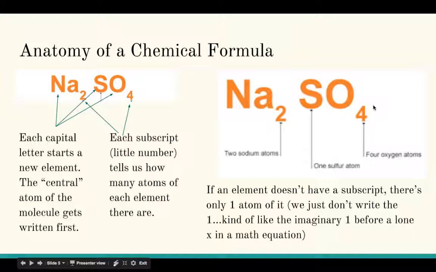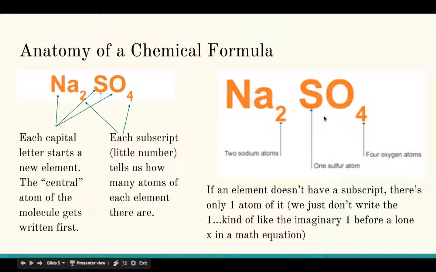A little bit of anatomy. If you notice, each capital letter tells us when we start a new element. So we have 2 capital letters here together. That's not one element, SO, that is element S and element O. And we always start naming with the central atom first if there is one, and that'll make sense in a couple seconds when we start doing a little practice with it. Each of these little numbers, the subscripts, tell us how many atoms of each element there are. In this case, we have sodium, and there are 2 atoms. We have oxygen that has 4 atoms in this molecule. Then we have sulfur, but it doesn't tell us how many atoms there are.